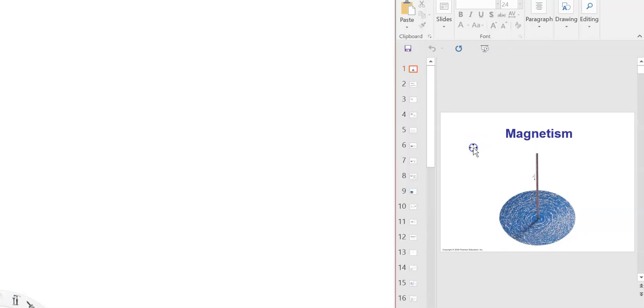Okay, hello everyone. We are starting a new topic, magnetism. This is more like the second part of this course, electricity and magnetism. So we talked about electricity in the first 8 weeks. Now we are switching to magnetism and related topics. So let's see what are the different sections we're going to discuss.